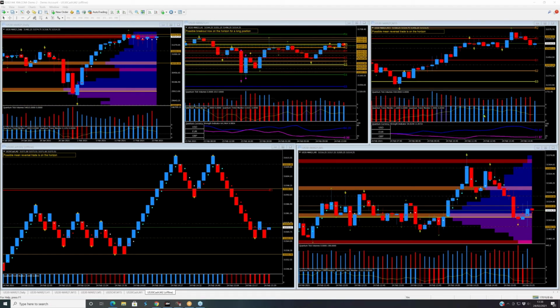Right. I had my NinjaTrader platform open earlier, and I've now got, this is MT4.